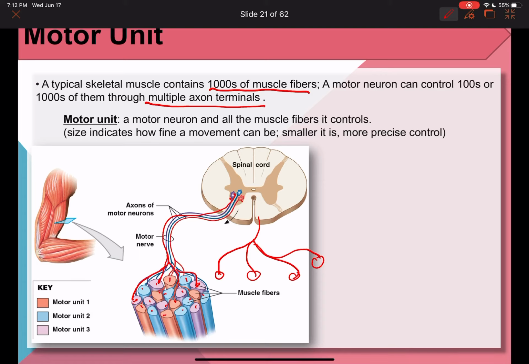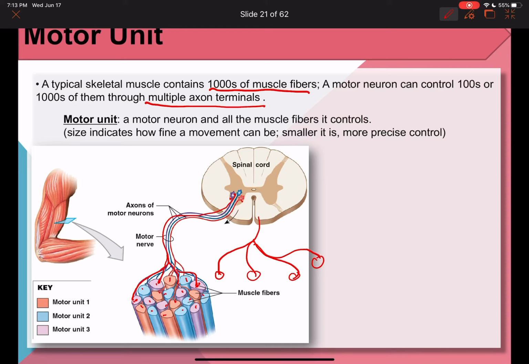Okay, and hence with the motor unit, the bigger a motor unit is, meaning one neuron controlling lots of muscle fibers, the rougher the movement. The bigger the motor unit, the rougher the movement. We're talking about swinging your arm up in the air, in this big movement, okay? A smaller motor unit is where one motor neuron may only control a few muscle fibers. So the smaller a motor unit is, the more precise the movement is, okay?